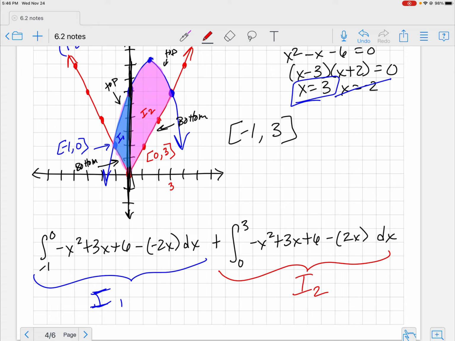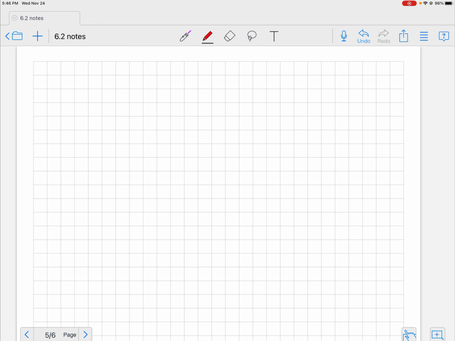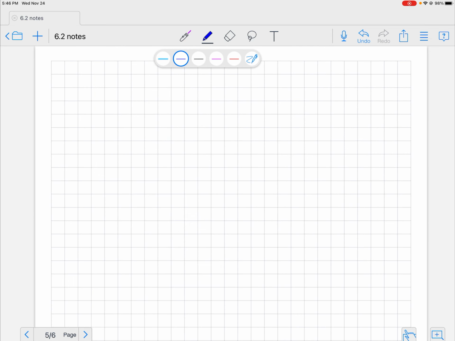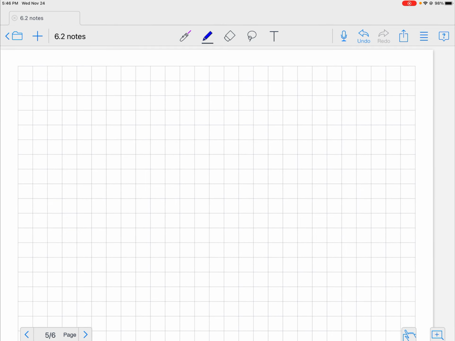Yeah, it's cool. All right, so let's get busy. I'm going to go to the next page because we are obviously out of room here, and we're going to do these. So I have integral 1. Did I make that blue? Yeah, integral 1 is blue, integral 2 is red, right? I'm just trying to stay consistent. So I have my integral here of negative 1 to 0 of negative x squared plus 3x plus 6 minus that side, which is a negative 2x, dx.